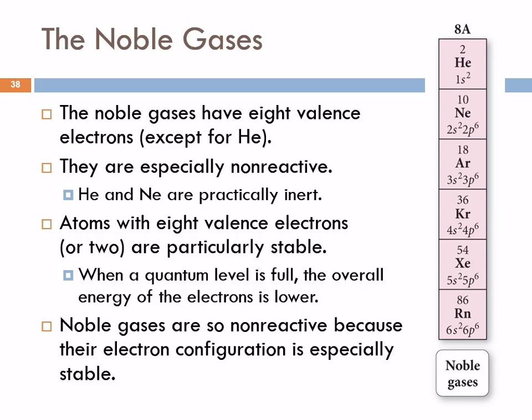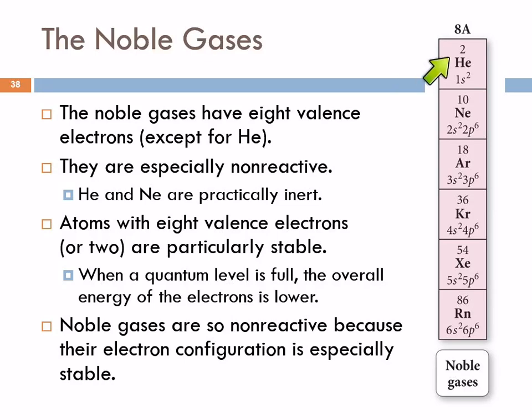So let's look at the noble gases. How many valence electrons does neon have? 8. So this is the electron configuration of the highest occupied principal energy level. So 2 plus 6 is 8. And argon, 2 plus 6, 8 valence electrons. Krypton, 8. Xenon, 8. Radon, 8.